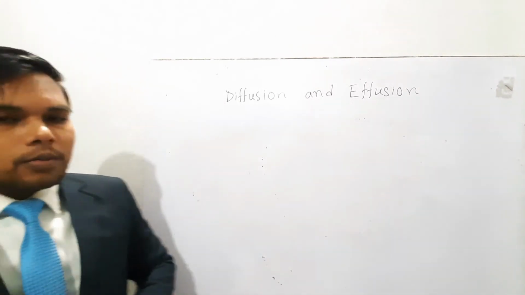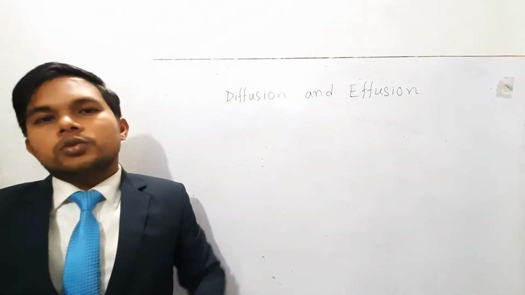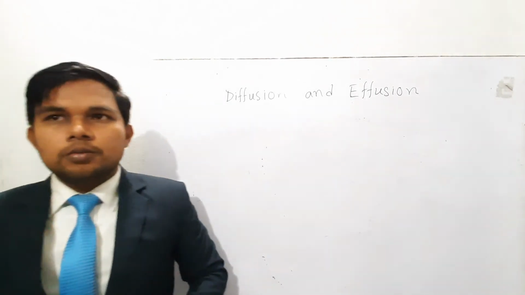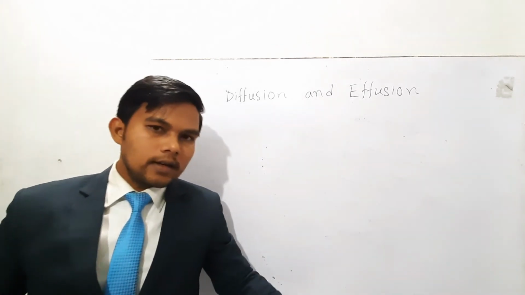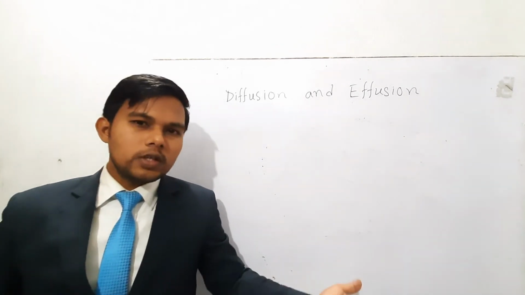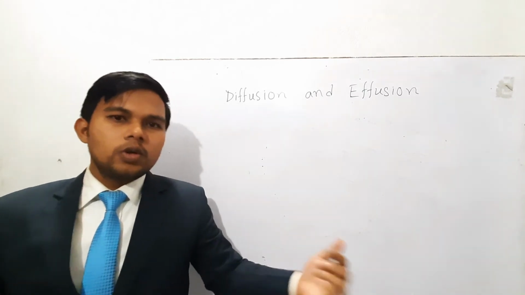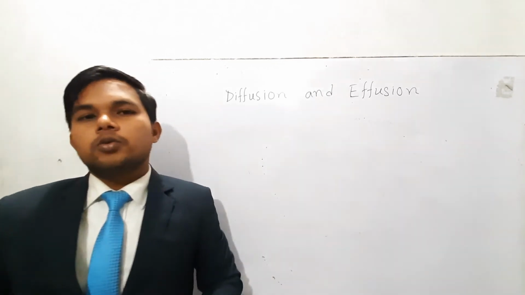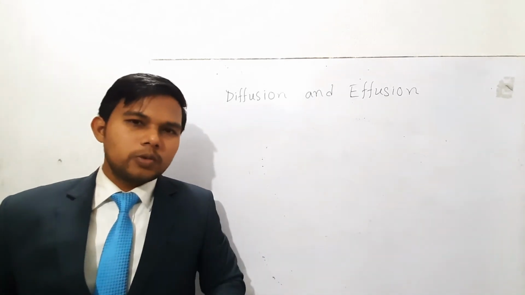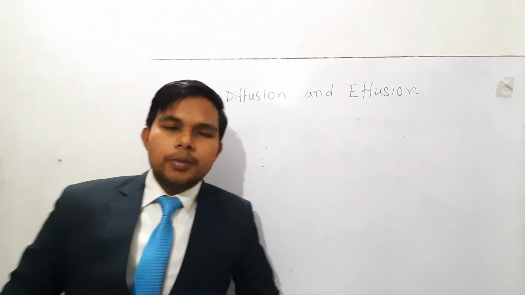There are also some examples of effusion which we use in our daily life. Many of you have a cylinder for cooking. Inside the cylinder, the gas is at high pressure, and there is a small pore. Through the pore, from the high pressure region, gas comes out for cooking. Through the small pore. So this process is effusion.